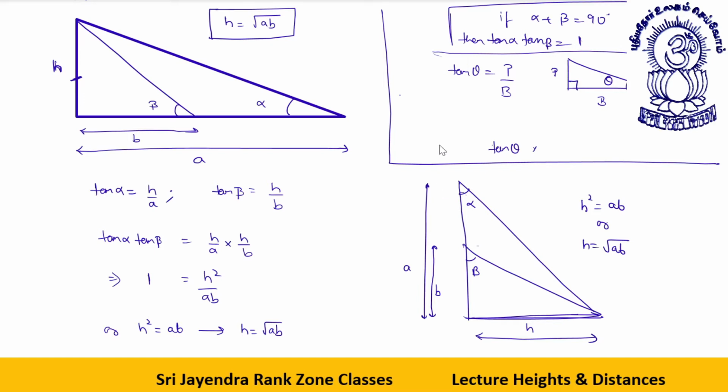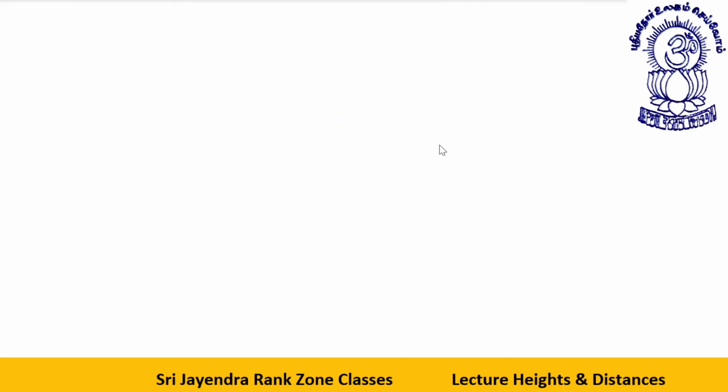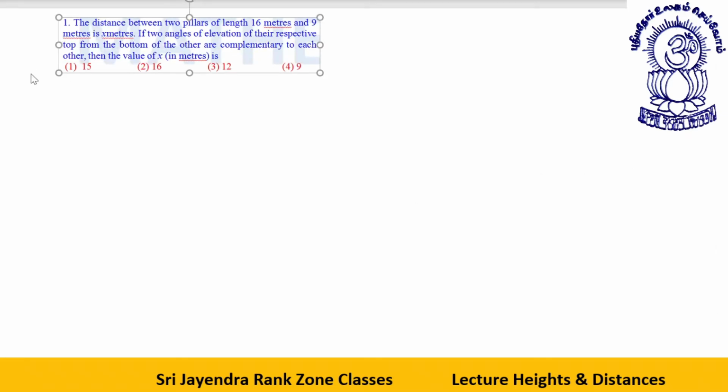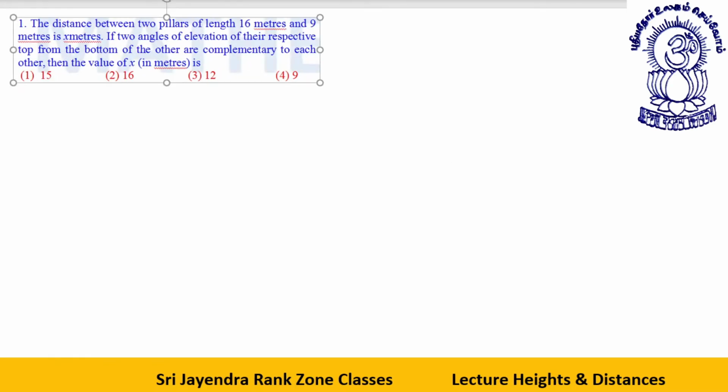So let's proceed further. These are the things now. Let's start with the questions. You just need to memorize these two rules and questions will be quite easy. The distance between two pillars of length 16 meter and 9 meters is x meter. If the angles of elevation of their respective tops from the bottom of the other are complementary to each other, then the value of x is. See, dear students, it is like this. First, let me take a triangle.